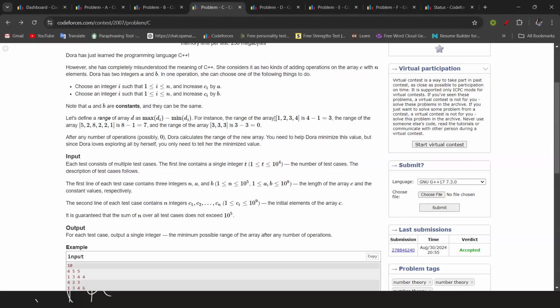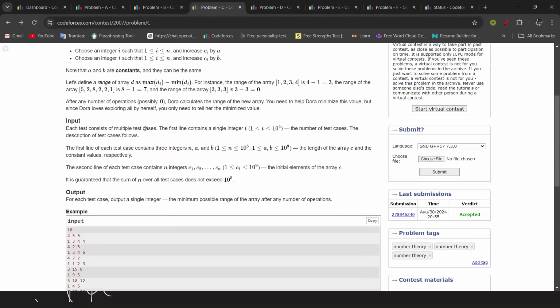So it's the obvious thing that the range for an array is the maximum element minus the minimum element. Here the maximum element was 4, the minimum element was 1, so 4 minus 1, 3, is the range of this array. For this array, 8 minus 1, 7, was the range. Okay, so the definition for range is given.